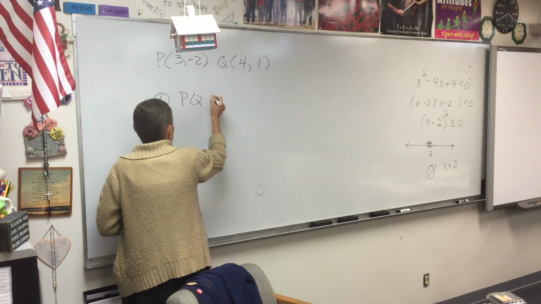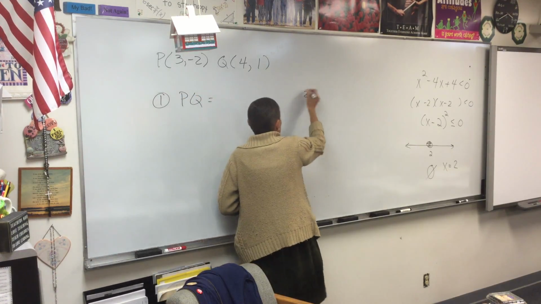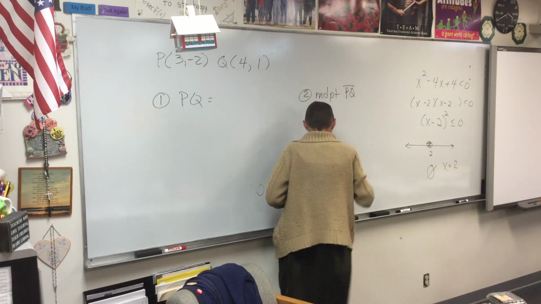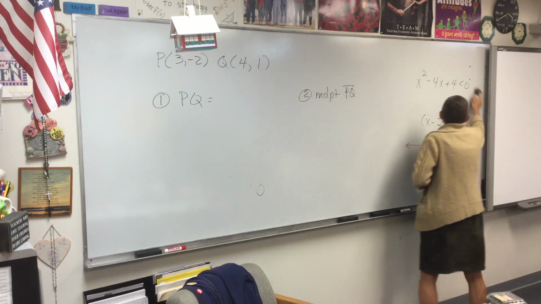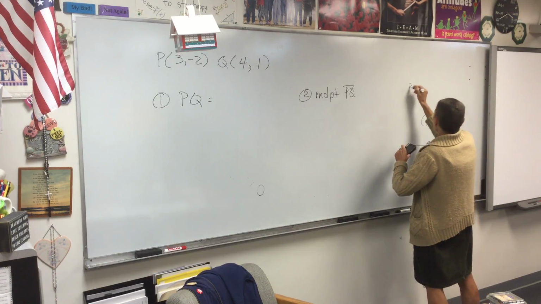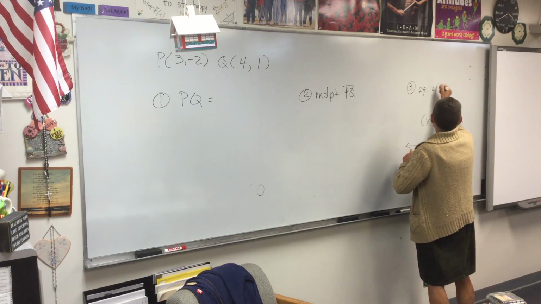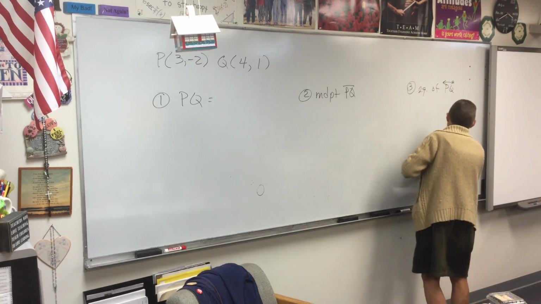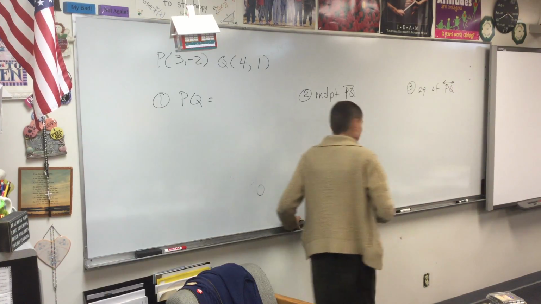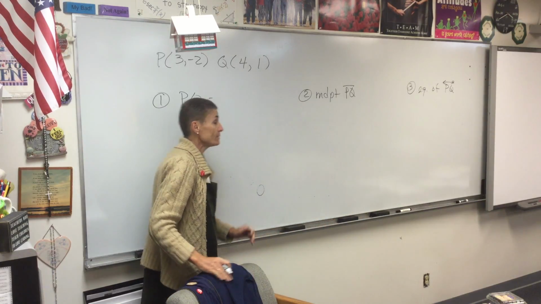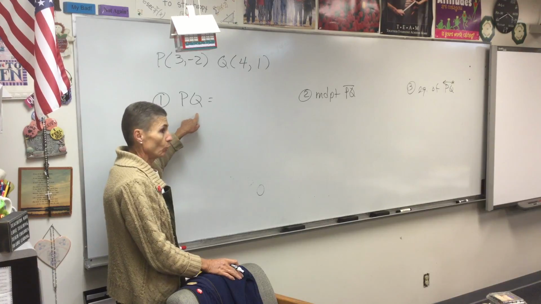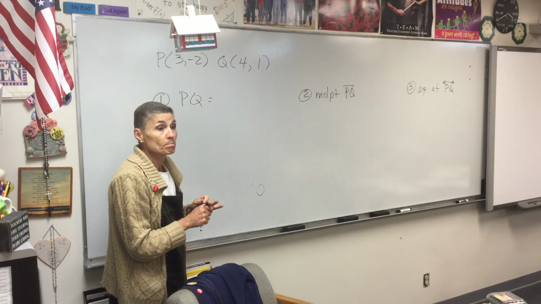Find PQ. Find midpoint PQ. Find equation of line PQ. So really that's 3 questions, but it's all built on the same given. Okay? What does this mean? When we say find just plain old PQ, what does that mean?